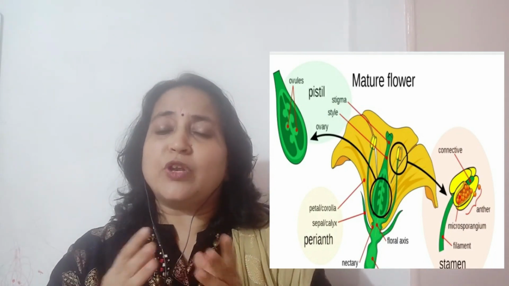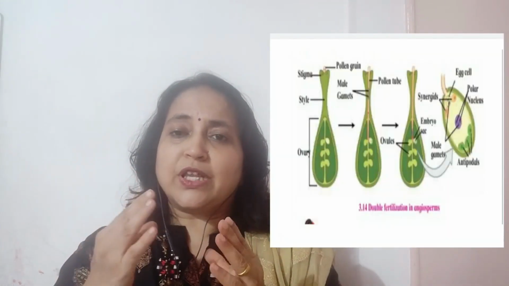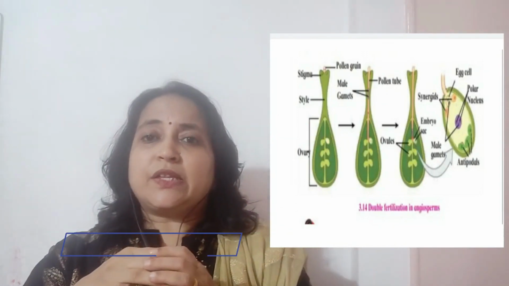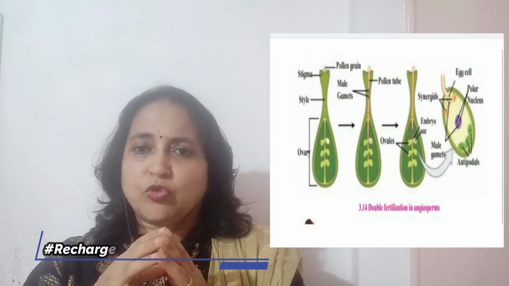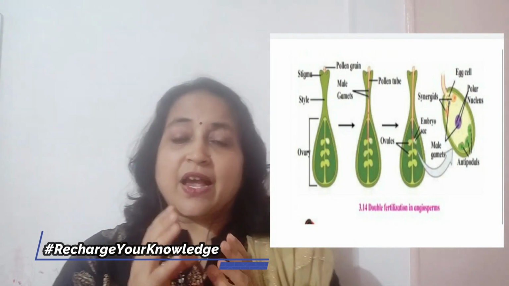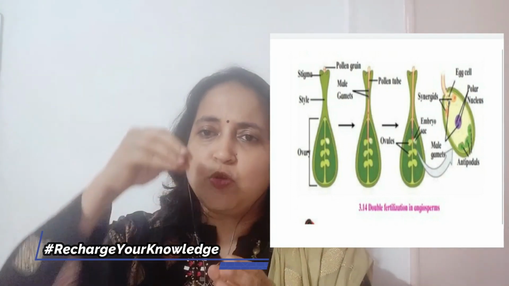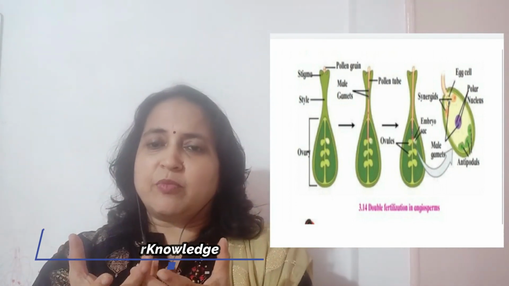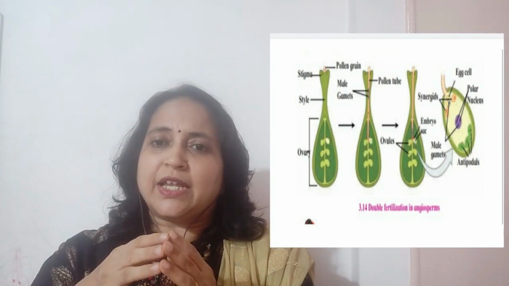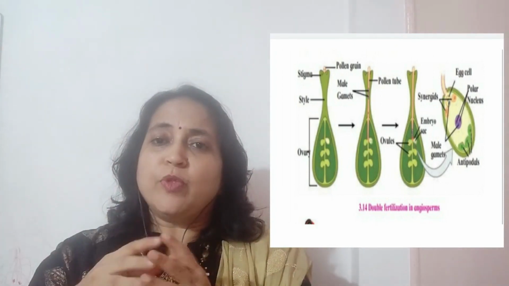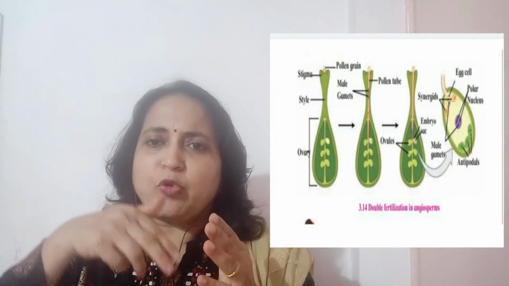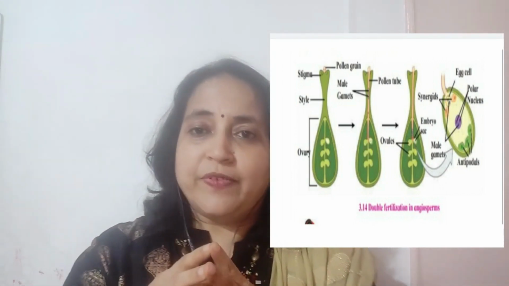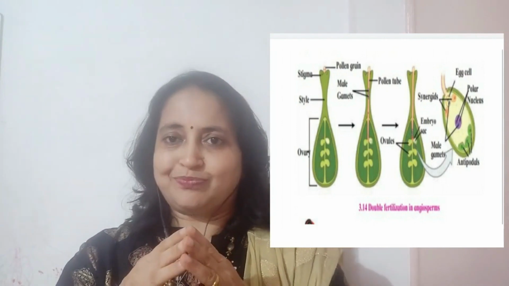Whenever pollination takes place, the pollen grain germinates on the stigma. Now why is it so? Because the stigma has a sticky substance, and due to that the pollen grain sticks over the stigma. After germination, the pollen grain elongates to form a pollen tube. This pollen tube reaches the ovule part of the gynoecium.